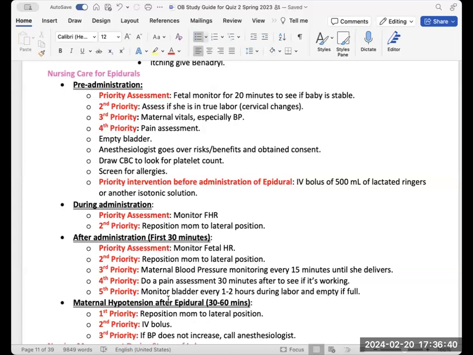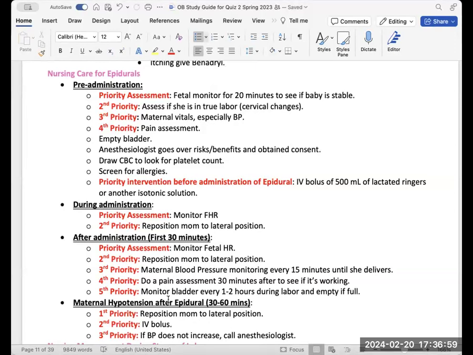The bladder needs to be empty, because remember we said the bladder can become distended, so they may need a Foley. The anesthesiologist goes over risks and benefits. They draw a CBC looking for platelets, looking for all of those things. And the priority intervention before administration of an epidural. So before we give it, first we need to do all of these assessments.